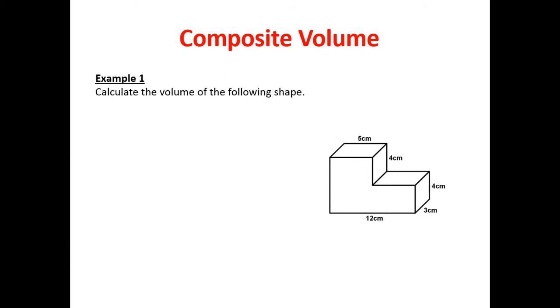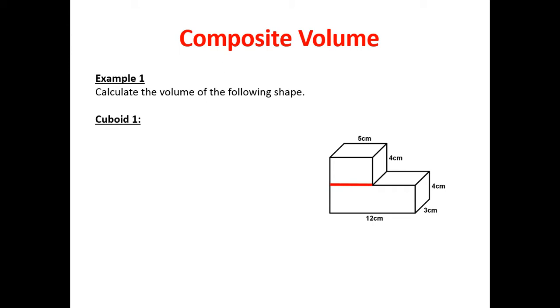Alright, let's get straight into example number 1. Calculate the volume of the following shape. Well, I hope you can see it's just two cuboids placed on top of each other. So I'm going to draw a line across here and have a small cuboid on top of a large cuboid.